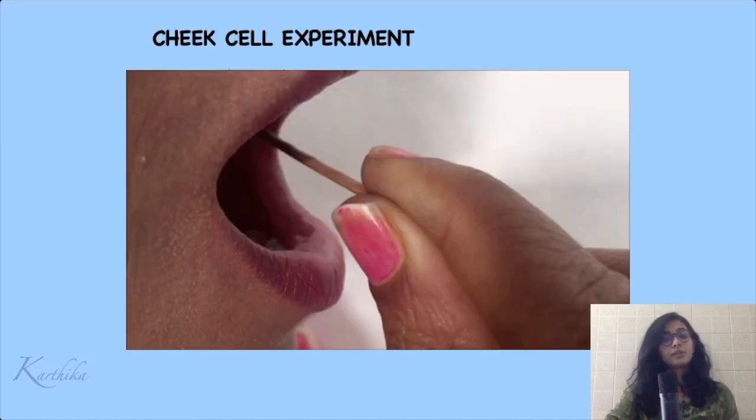So first of all, let's look at the cheek cell experiment. Now, we are doing this in order to get a glimpse of what an animal cell looks like, right? We are human beings, also animals. So we'll see how animal cells look through this experiment. Now you'll probably be doing this in your lab also. It's a classic experiment and it's simple to do.